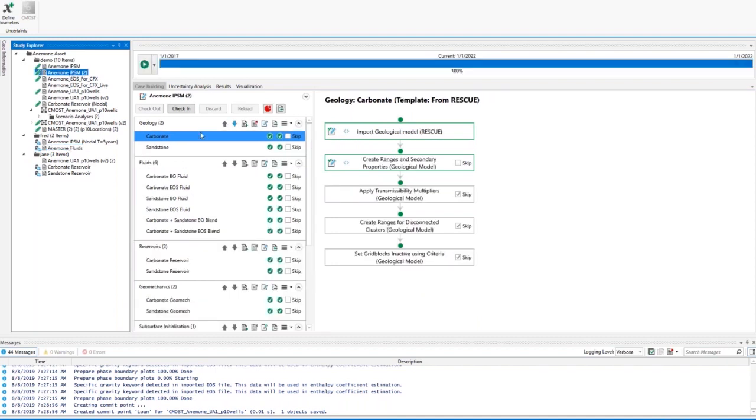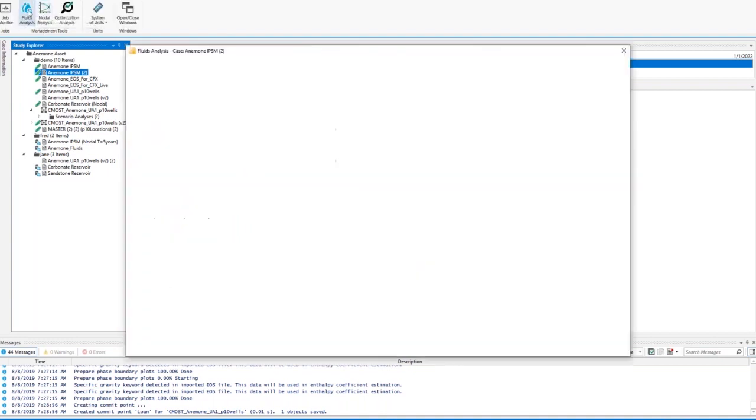I got that information from Fred. So now I have a carbonate fluid described in black oil format as well as compositional format. And same thing for the sandstone fluid. And then I have created blends of the two fluids, the carbonate and sandstone black oil blend and the carbonate and sandstone EOS blend. And then I can go and look at the quality of my blends.